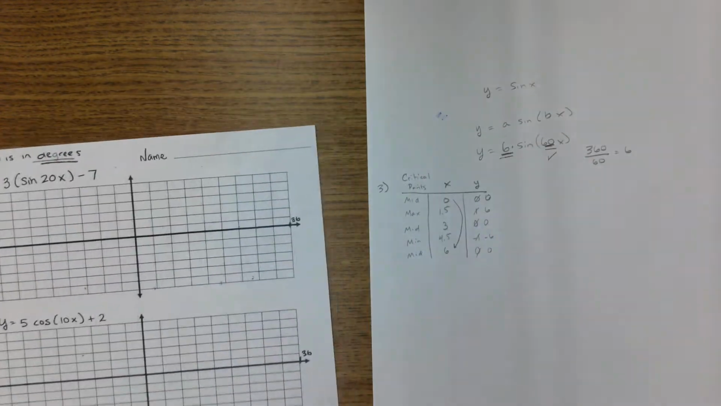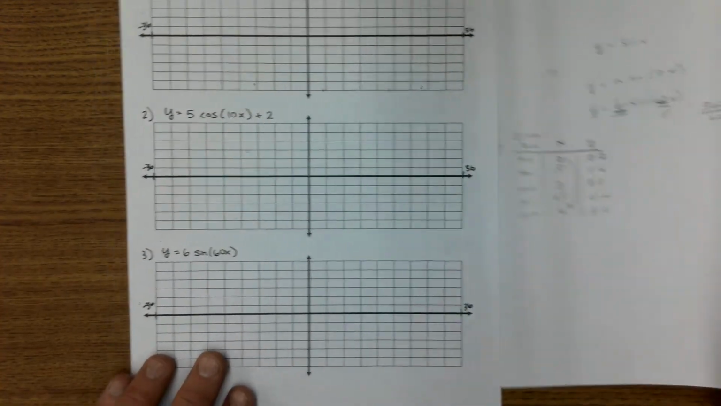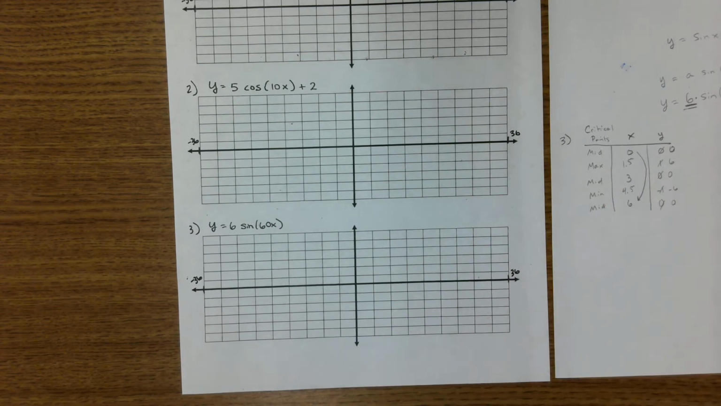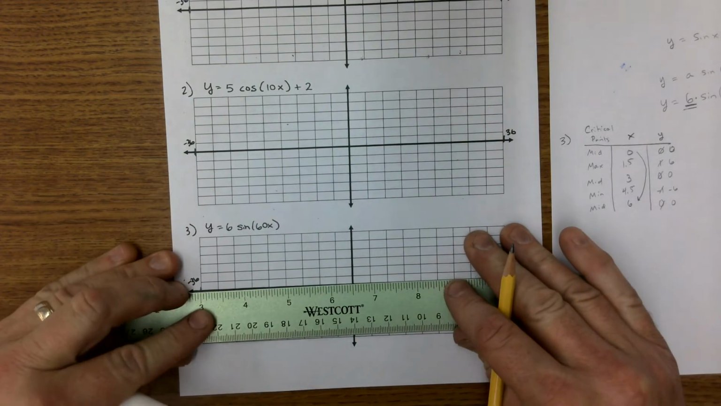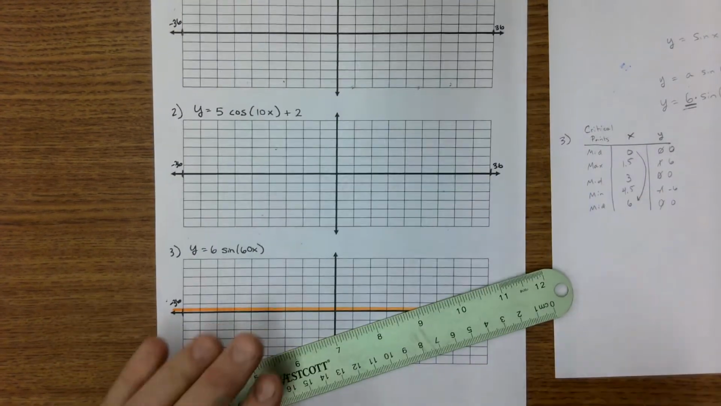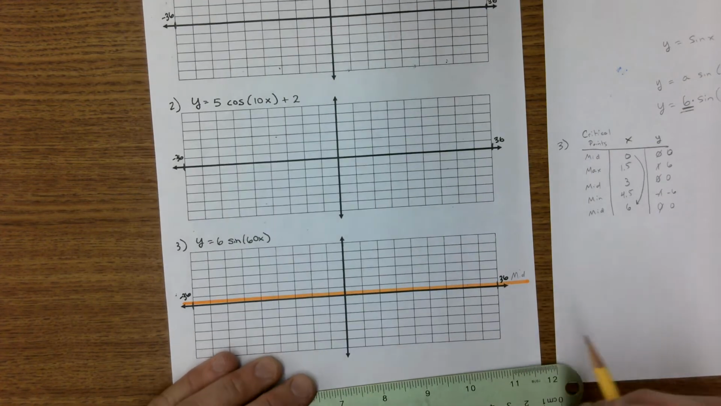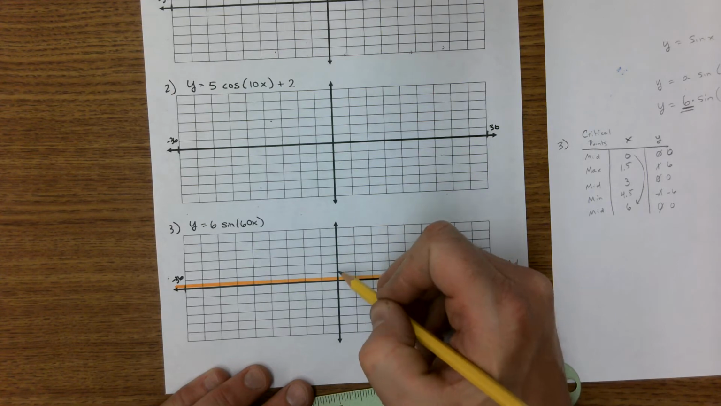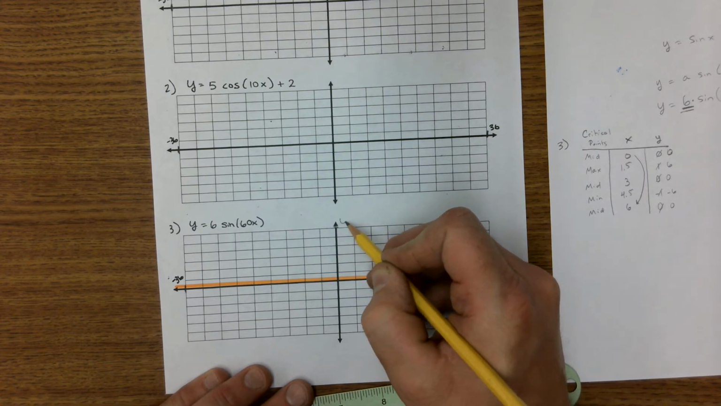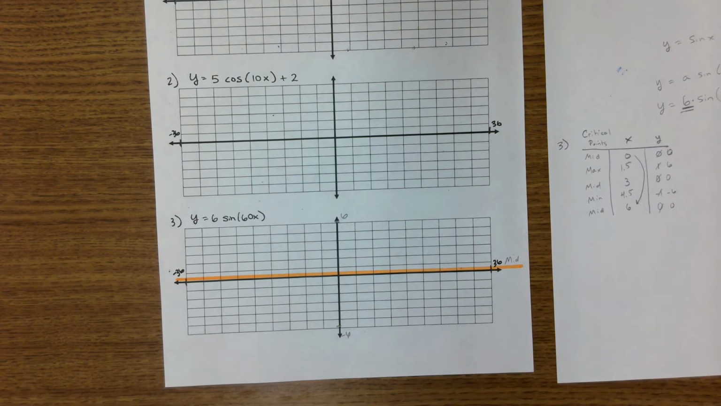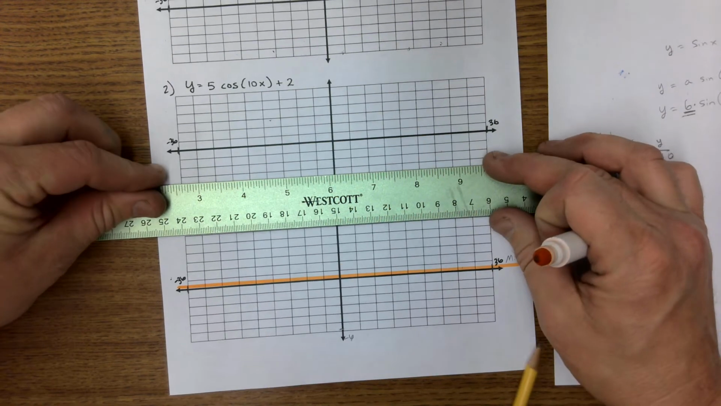And let's see here. We have to plot the midline, which would be at 0. So I take my ruler and I come right here at 0, and I draw this line up, draw it nice and straight, and that is the middle of my graph. Now the maximum goes up to 6 and down to negative 6. So 1, 2, 3, 4, 5, 6. 1, 2, 3, 4, 5, negative 6. And I usually just put dotted lines for these ones.